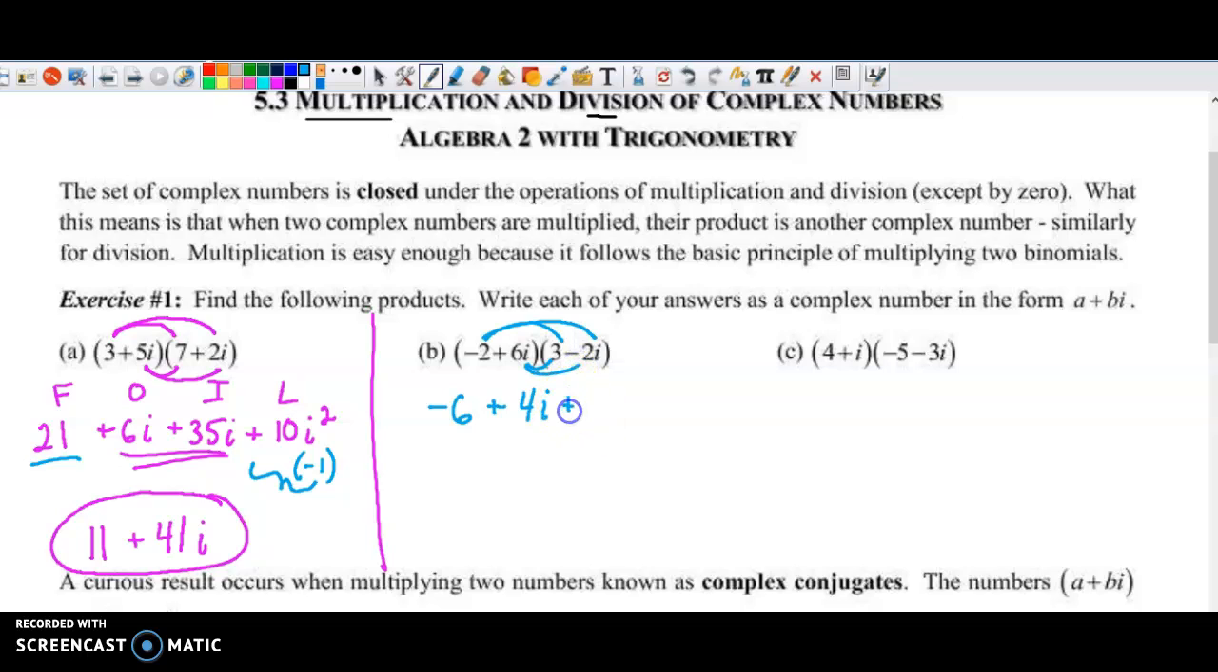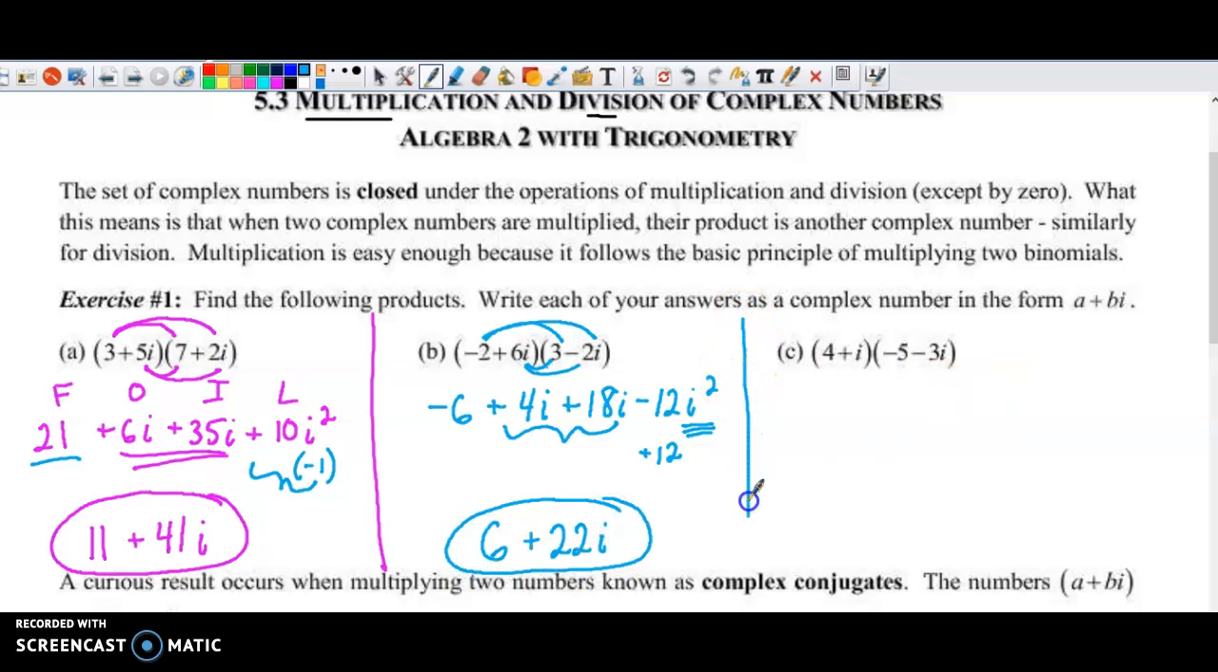Inside is 18i, 6 times 3. And then 6 times -2 is -12i squared. But again, i squared is -1, so that turns this into a plus 12. -6 plus 12 is positive 6. And combining these two terms together gives me 22i.